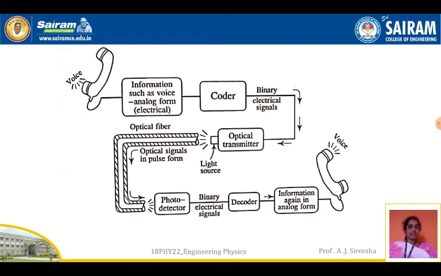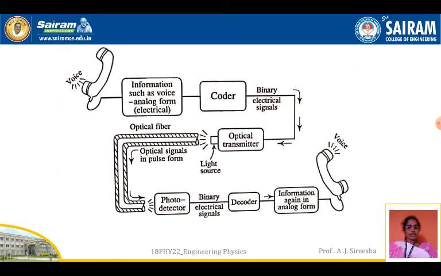That means it converts the binary electrical signal into light signals, and these light signals are allowed to fall on the optical fiber, where the angle of incidence should be less than the acceptance angle, thereby total internal reflection takes place. This light signal travels long distances because of the phenomenon of total internal reflection, and after reaching thousands of kilometers, it is allowed to fall on a photodetector, which converts the light signal into a binary electrical signal.